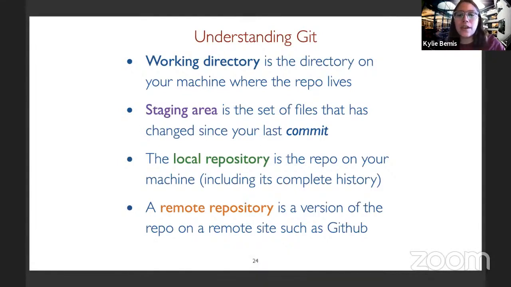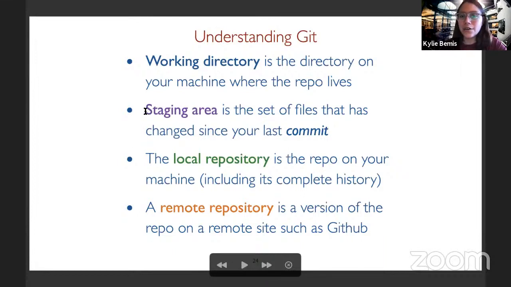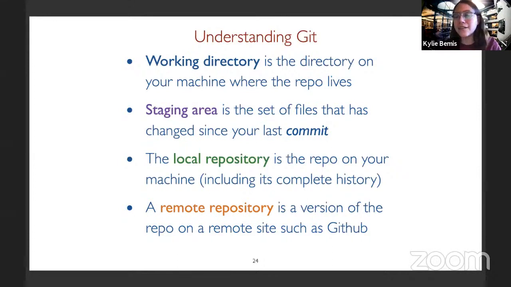All right, so now as for how we actually use Git and GitHub, there's a few things that it's helpful to understand in terms of how Git works. So you have your working directory. This is just the directory or folder on your machine where the repository lives. Git has this thing called a staging area. So the staging area is the set of files that have changed since your last commit that you want to be part of your next commit. So whenever you make changes, before you can commit them, you have to add them to what is called this staging area.